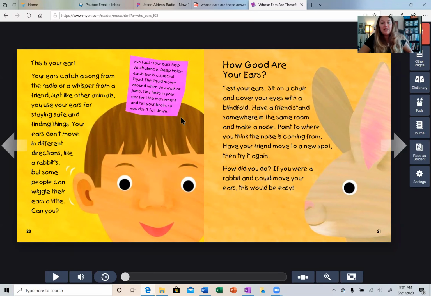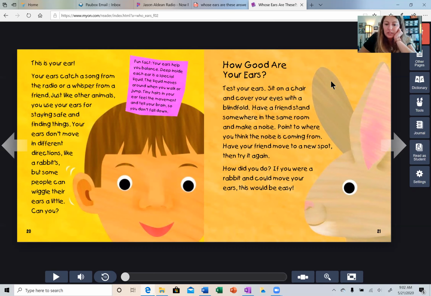Okay, let's read a fun fact about ourselves. Your ears help you balance. Yes, they do. Deep inside each ear is a special liquid. And this liquid moves around when you walk or jump. Tiny hairs in your ear feel the movement and tell your brain so you don't fall down. So cool, right? Okay, what does this page say?